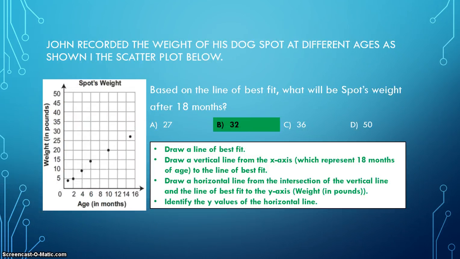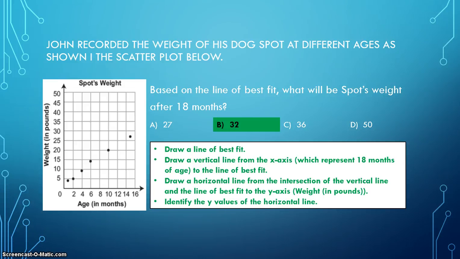All right. The next one, as you can see, we got another graph titled Spot's Weight. Underneath that, the x-axis, age in months. After that, the y-axis says weight in pounds. And it says, based on the line of best fit, what will be Spot's weight after 18 months? So as you can see, I have the steps right below that.